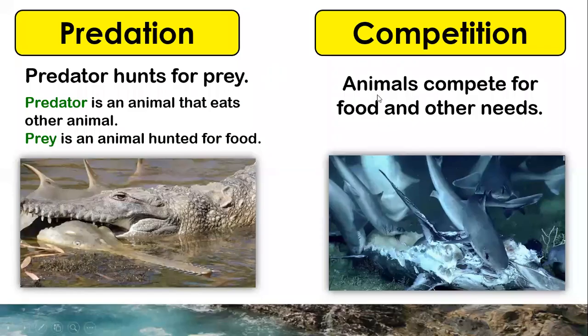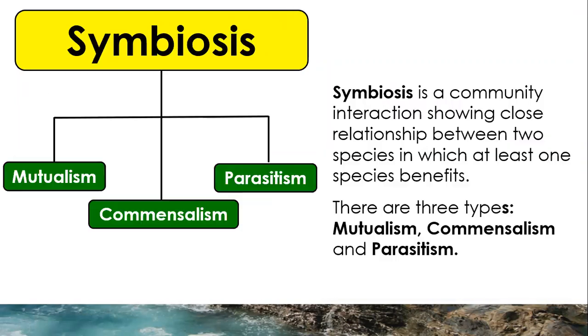Aside from predation and competition, we also have what we call symbiosis. What is symbiosis? Symbiosis is a cumulative interaction showing a close relationship between two species in which at least one species benefits. There are three types of symbiotic relationship: mutualism, commensalism, and parasitism. Be reminded, symbiosis is a close relationship between the two species.